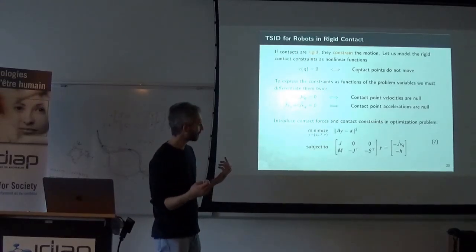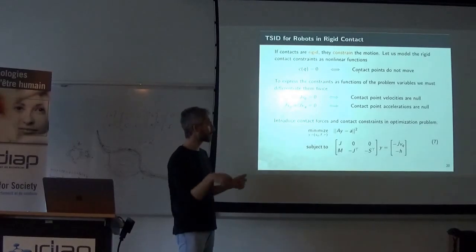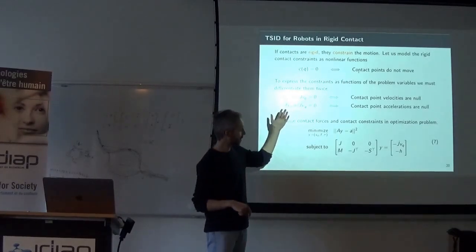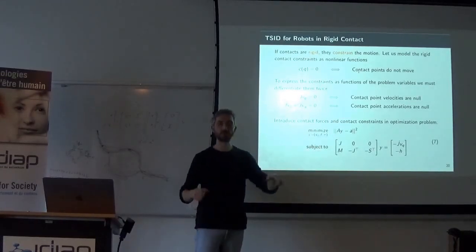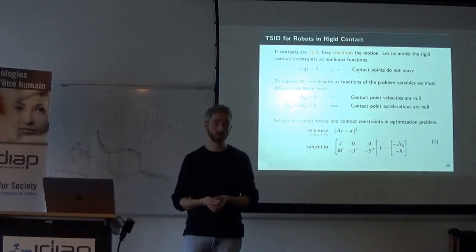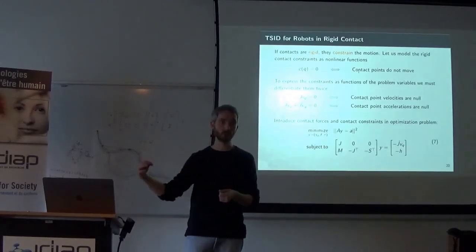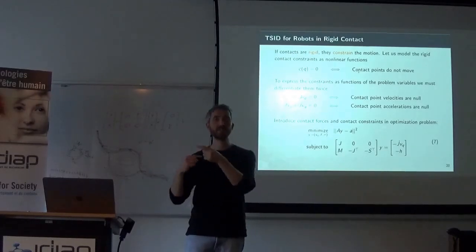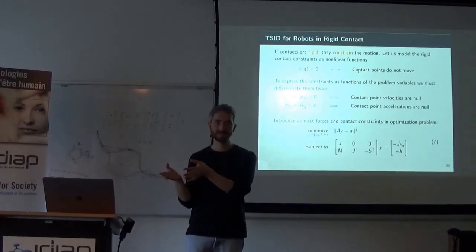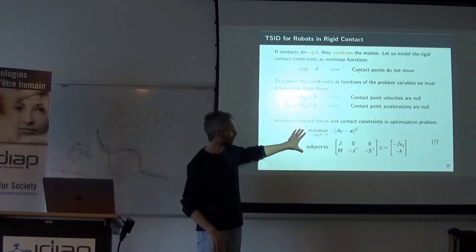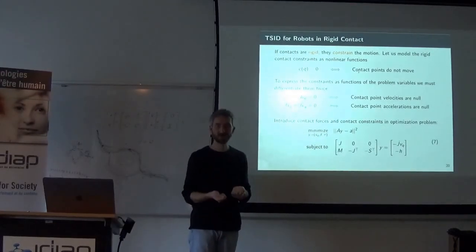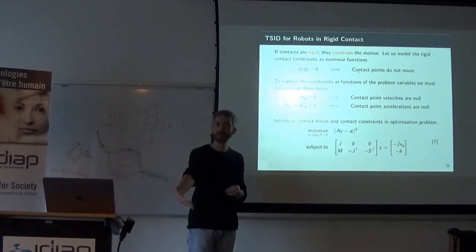And actually, you can show that in the case of rigid contact, the contact forces are a direct function of your control inputs, of your joint torques. So by selecting your joint torques, you're indirectly selecting also your contact forces, which is why we can model the contact forces as a variable of our optimization problem. Basically, the solver is selecting the contact forces that we would like to see.